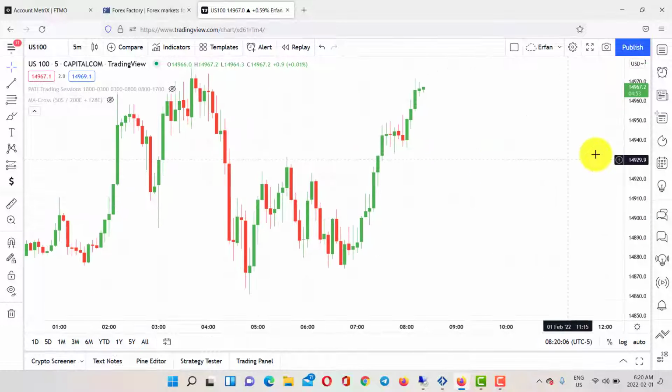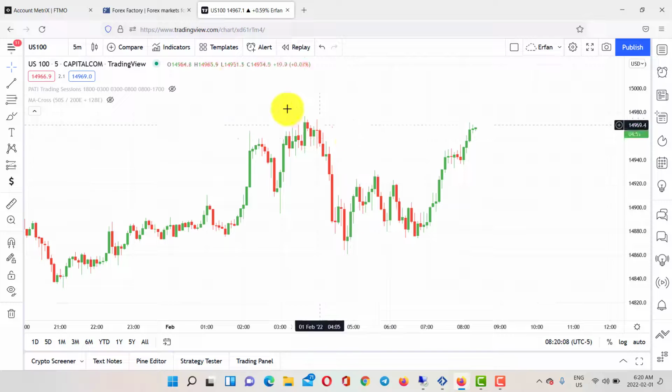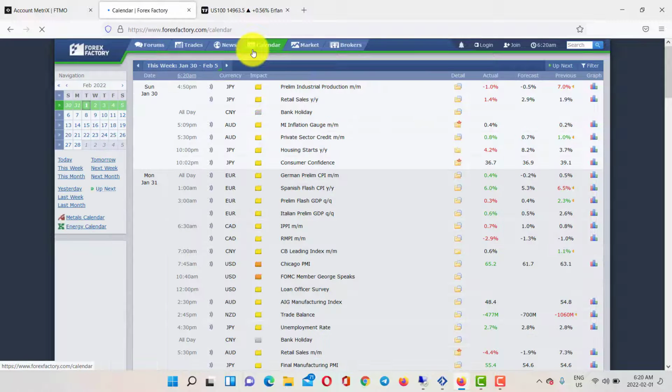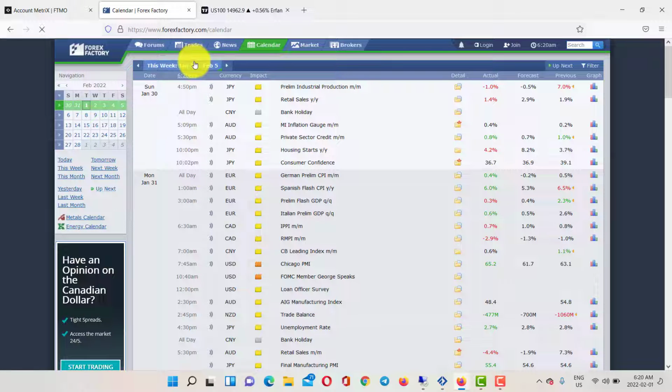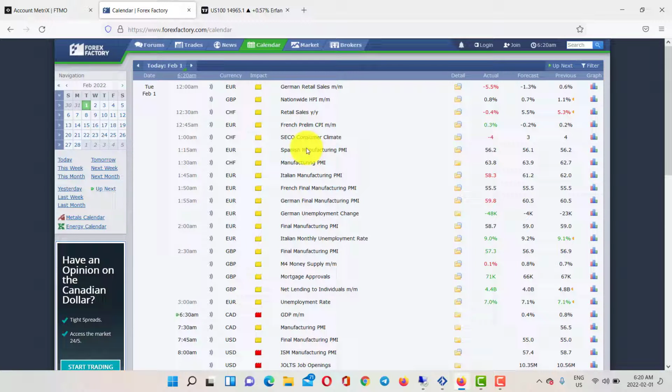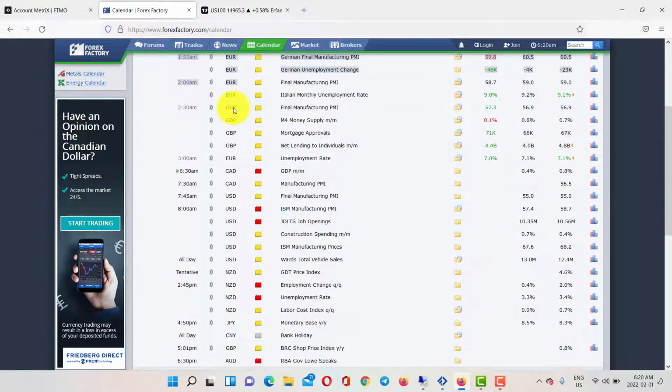Here we are, NAS100 on a 5-minute time frame. But before that, let's go to Forex Factory again, because this is something that we are doing every single day to make sure that there's no important fundamental news for that particular date. So today is February 1st. As you can see, there are tons of news here, guys. It's very important to pay attention to all of them.